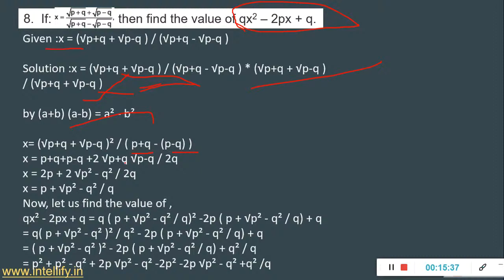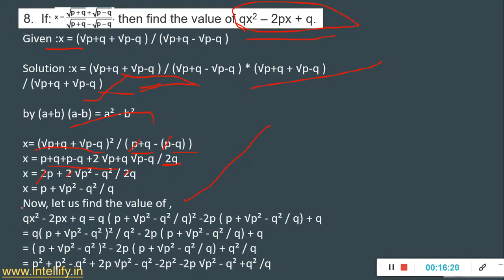On further solving it, in the numerator we have an equation, so we will solve it with the identity a plus b whole square, a square plus 2ab plus b square, and in the denominator we get 2q, because p minus p will cancel out. And the numerator, if we further solve it, we get 2p plus 2 root p square minus q square upon 2q, which on further solving, 2 cancels out, and we get p plus root p square minus q square by q.